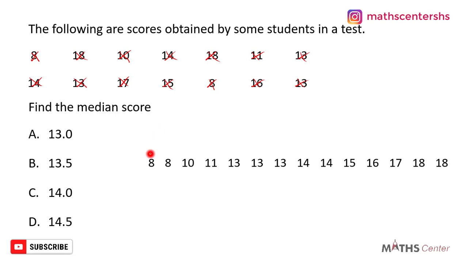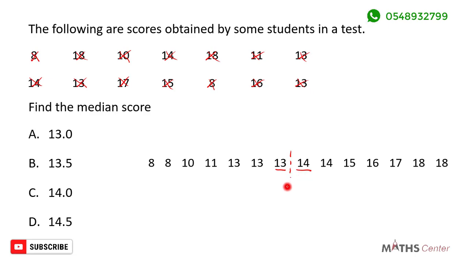So when we divide it into 2, we will have 1, 2, 3, 4, 5, 6, 7 on one side, and then we will have 1, 2, 3, 4, 5, 6, 7 on the other side. As you can see, the middle score will be between 13 and 14.